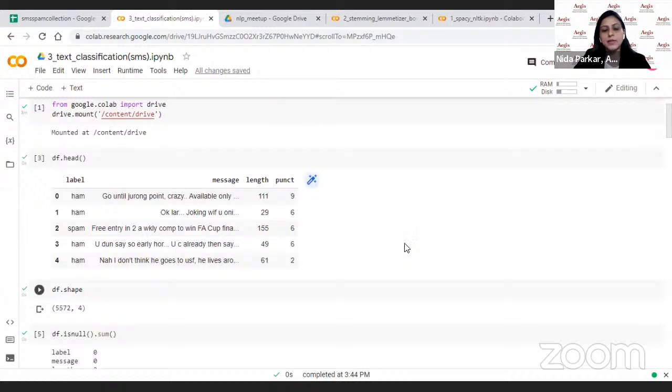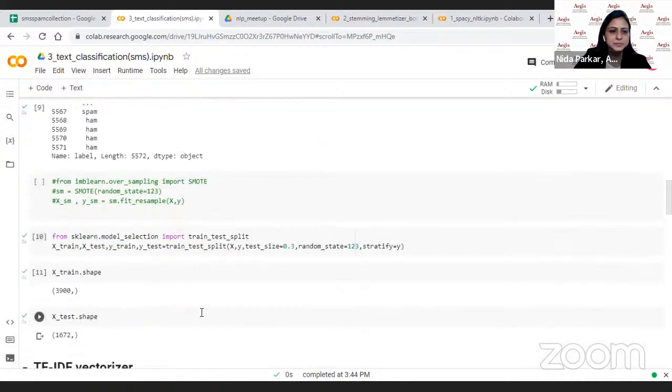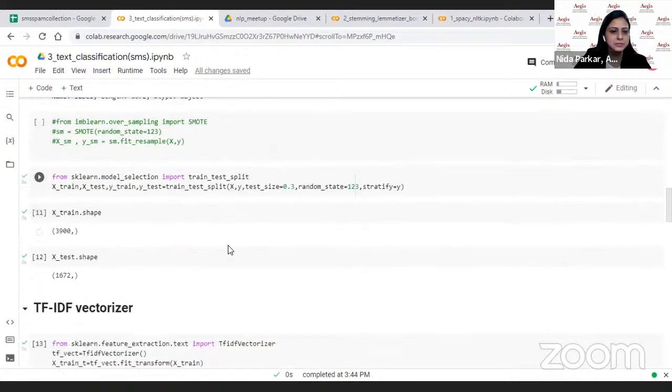Now, while we are talking about textual data, we are only going to look at the textual data. So I'm going to drop these two columns, and the only focus data is going to be this column, which is with the header message. So if I go further, the data that I'm considering is only the message data. Later on, the data has been trained.